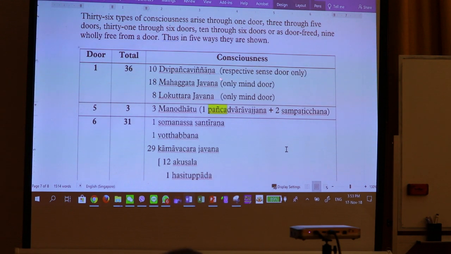Dvipancha viññāna. There are 3 words. Dvi meaning 2, pancha meaning 5, viññāna meaning consciousness. 2 times 5 consciousness becomes 10. 10 means there are 2 eye consciousness, 2 ear, 2 nose, 2 tongue, 2 body. This is 10 consciousness. It's called Dvipancha Viññāna, 2 times 5 consciousness. Can catch?